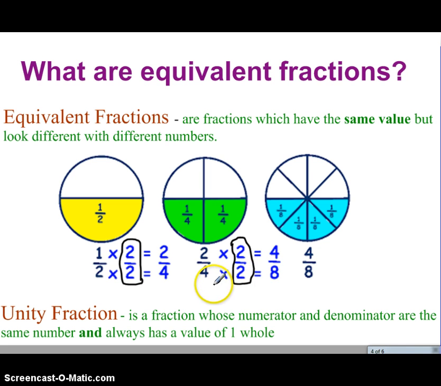And we know multiplying any number by 1 doesn't change its value. So 2/4 times 1 equals 4/8. While the digits have changed, the value has not, because we've really multiplied it by 1.